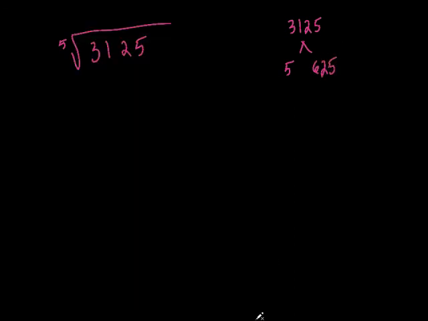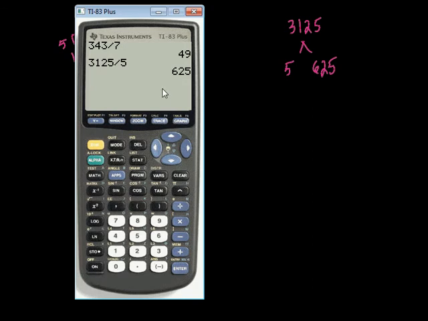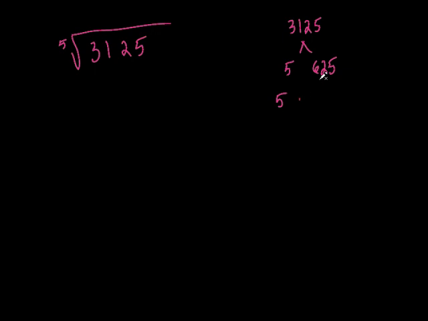Now, I actually do recognize 625. You may not, but let's take 625 and break that down some more. It ends in a 5, so guess what? Divide that by 5 again, and you get 125. So I've got 5 times 125, right? Let's keep going.